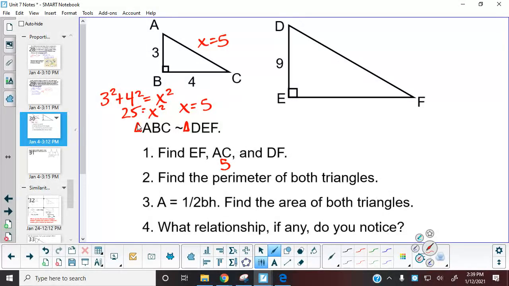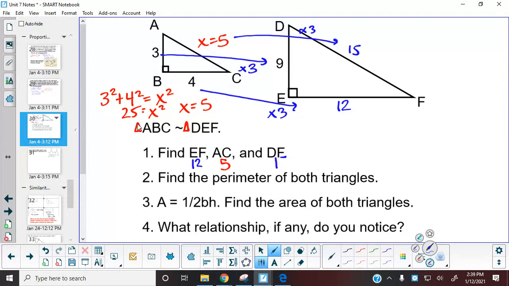Now, if you notice, to go from this triangle to this triangle, we can multiply by 3. So that's the shortcut. You 100% could use those proportions and cross multiply, but what we can do is multiply each of those by 3. So you get 12 here, and if we multiply this by 3, you get 15 here. Again, we could set up the proportions to get that, or we could recognize that the second triangle is 3 times as large as the first triangle. So EF is 12, DF is 15.